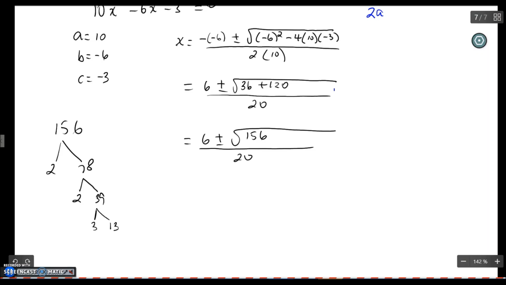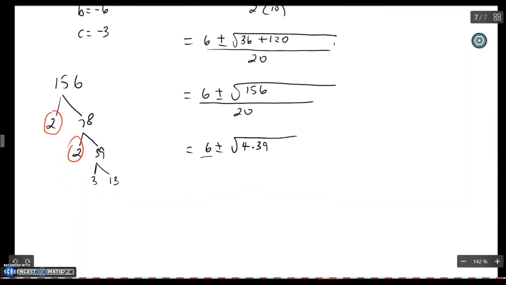Now I've got all the prime factors there, and now I'm just looking for 2 of a kind. Those guys are 2 of a kind. So what this means is that I could write this as 6 plus or minus the square root of 4 times 39, because the 2 times 2 together gives me that perfect square 4, and then 4 times 39 is 156. It's kind of a brute force way to do it.